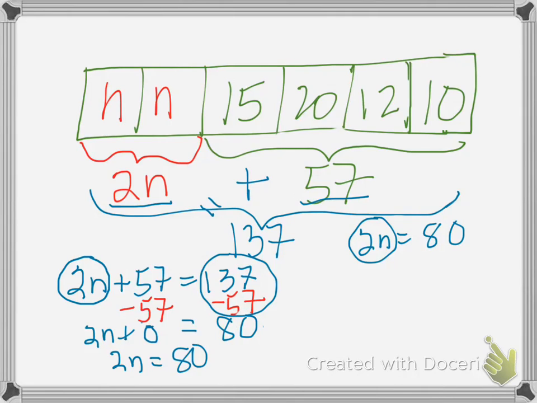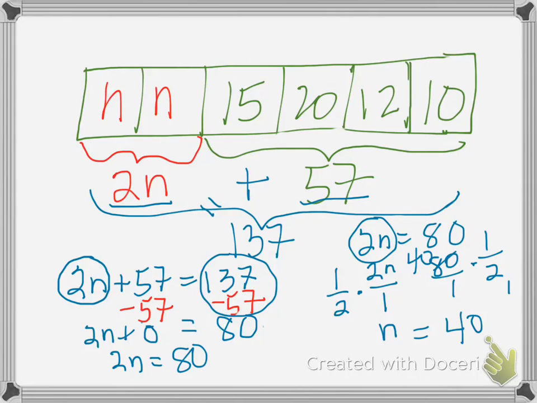Because I am trying to get that to be 1n, I could do 1/2 times 2n, okay? And that is going to equal 1n. If I do the same on this side, 80 times 1/2, that is going to be 40. So there we come to it.